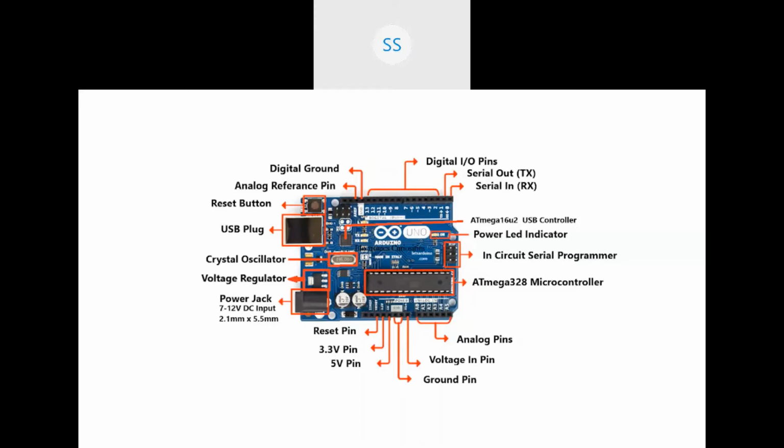Why are analog pins required? Because some of the sensors take only analog inputs. So for that, analog pins are used. And this is the voltage pin.